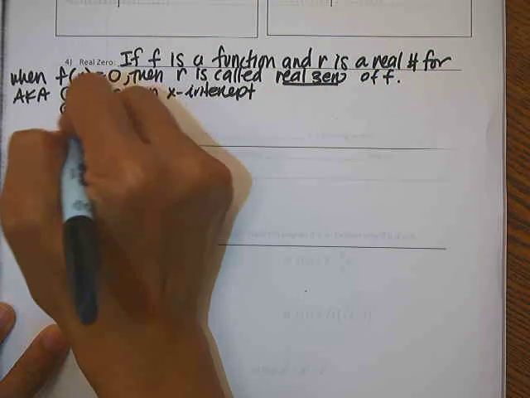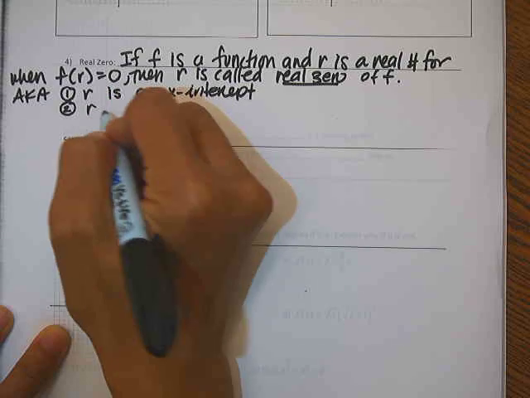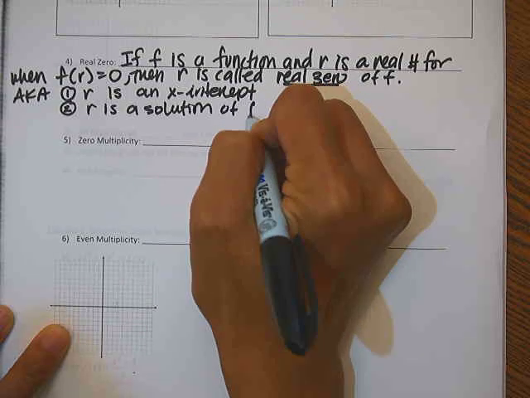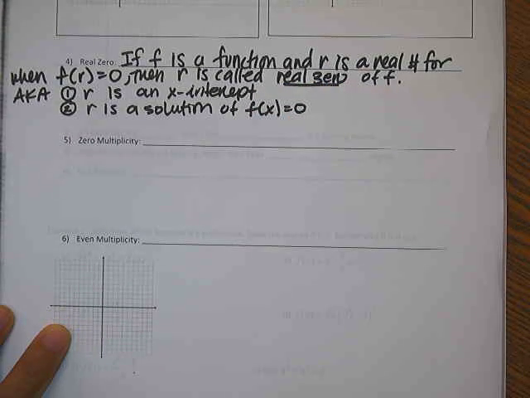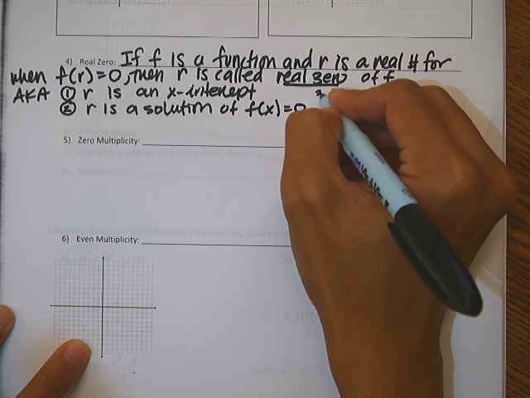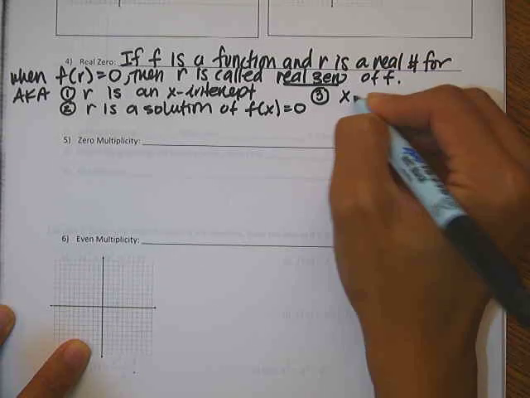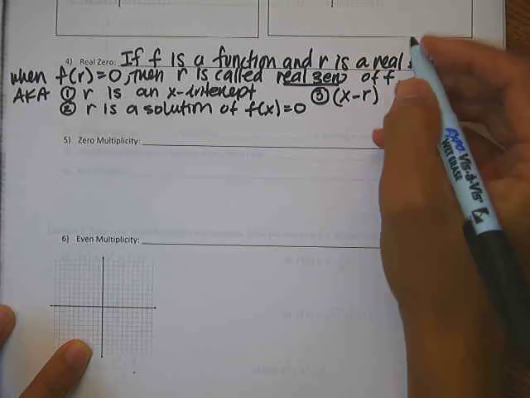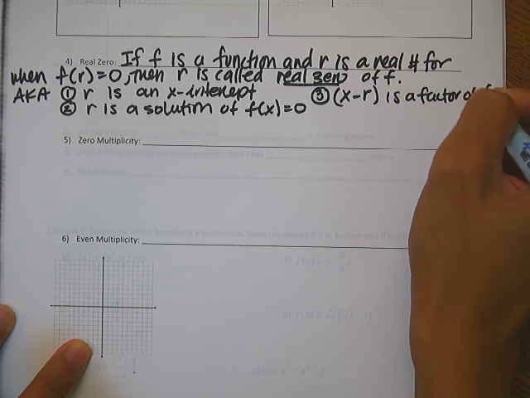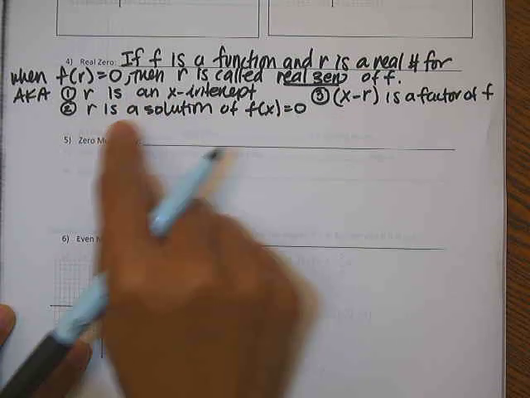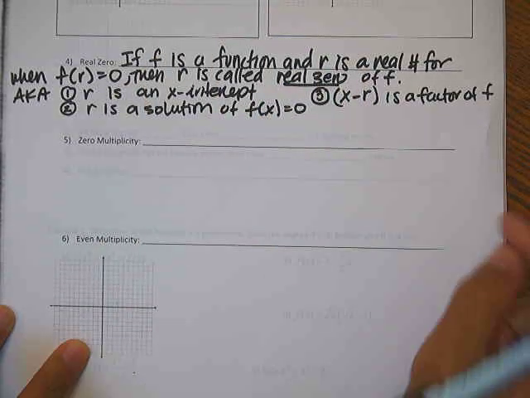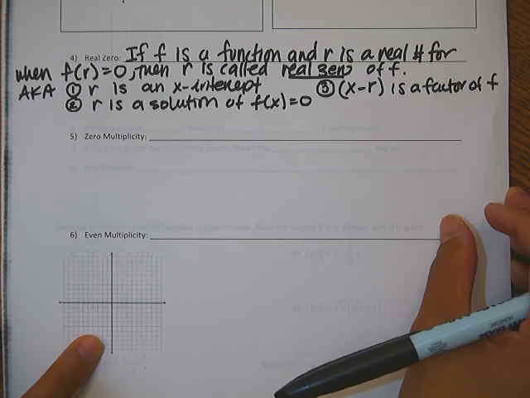Another one that's also known as is r is a solution of f of x when it's set equal to 0. And another one that real 0 can also be called is x minus r is a factor of f. So all of these different things are really talking about this one thing, the real 0. All 4 of these are talking about the same exact location if we were to graph it out.